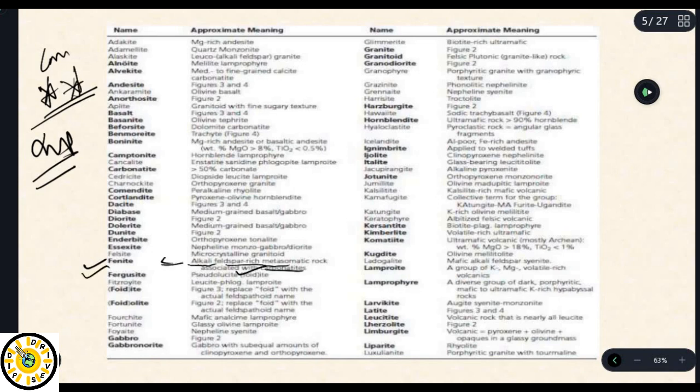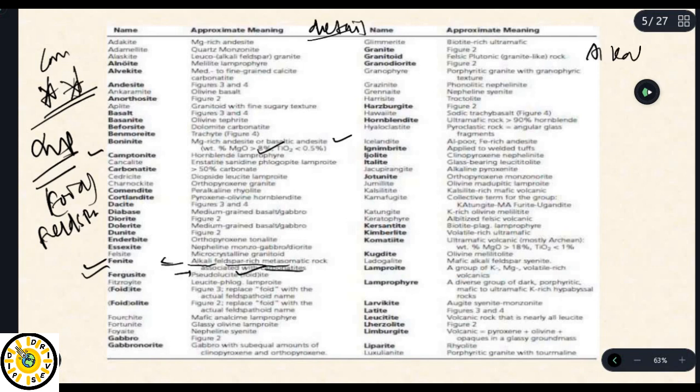So fergusite, it is a pseudo-leucitite, है ना. Foid bearing, that is feldspathoid bearing, feldspathoid. ठीक है, boninite हम discuss किए थे, Mg rich andesite and basaltic andesite. Weight percentage of MgO will be greater than 8%. So this is all the details of the different types of composition of igneous rock. Please go through it, है ना.